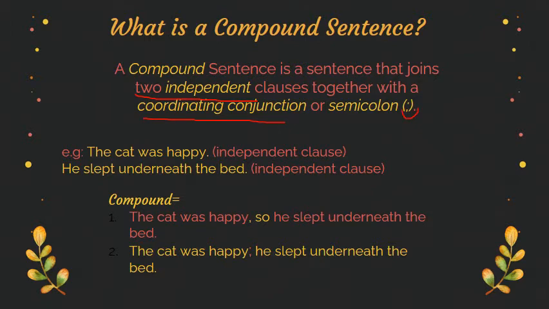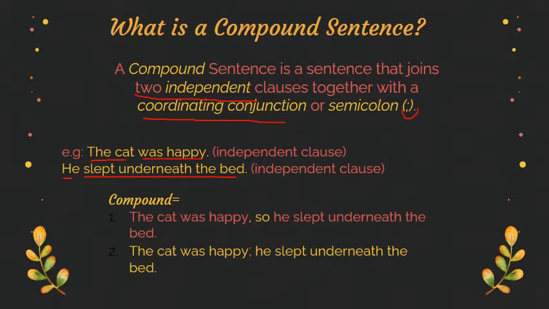Example: the cat was happy. It's an independent clause. Why? I have a subject, the cat, I have a predicate, was happy, and it has a complete idea, then it makes an independent clause. The second independent clause: he slept underneath the bed, subject and the predicate and complete idea, then they make an independent clause. Let's see now how we are going to make these two independent clauses one compound sentence. One: the cat was happy, so he slept underneath the bed.